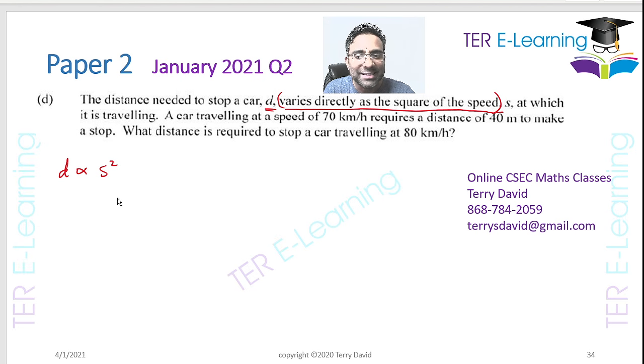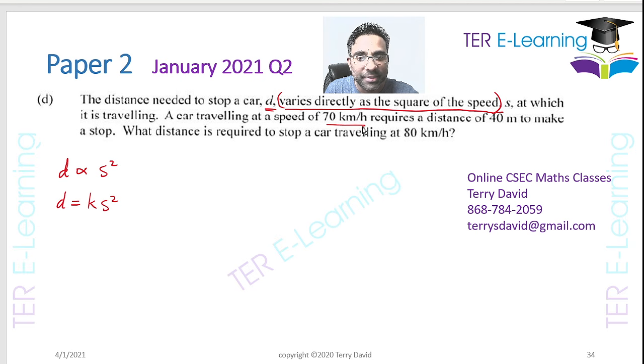Now, that's a proportional sign, and we can't do anything with that. We need to change that into an equal sign. But what you need to remember is that when you change that to an equal sign, we must introduce a constant, which we call k. So therefore, d is equal to ks squared. And typically, CSEC will give us sufficient information in order to figure out what that k is.